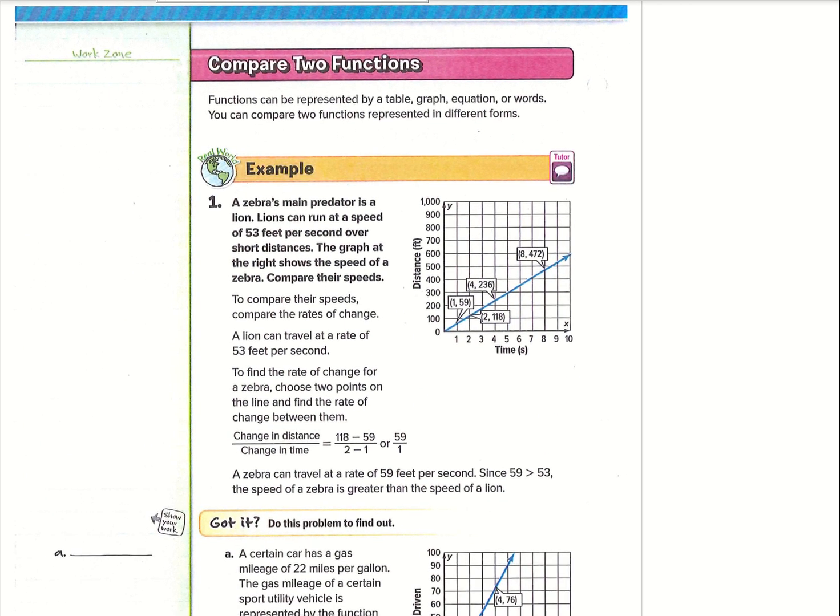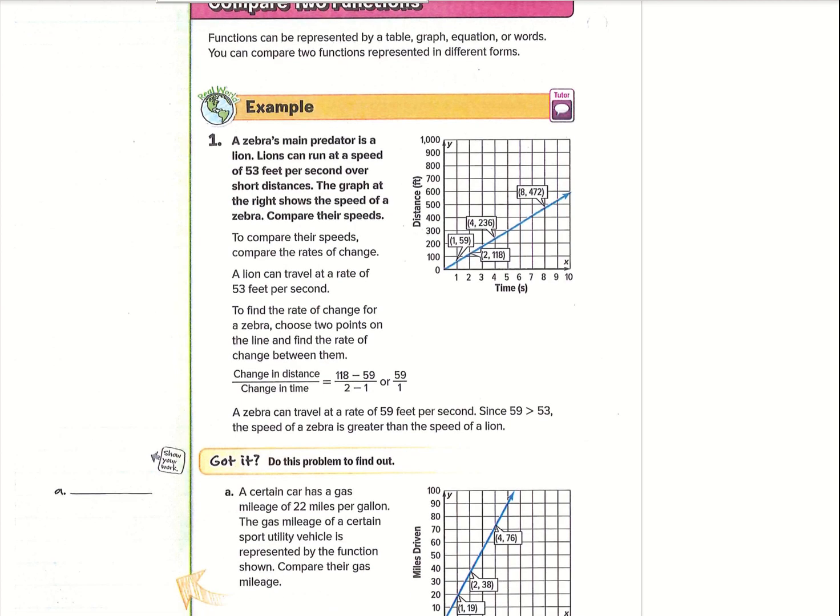We've talked a little bit about how functions can be represented in several different ways. You have tables, graphs, equations, all sorts of things that we've really looked at. So this is an example of how we can compare two different types to get the information that we need. All right, so for example 1, it says a zebra's main predator is a lion.